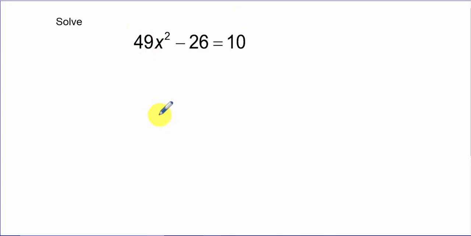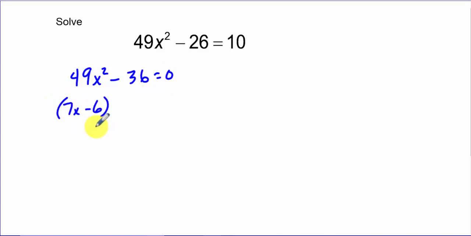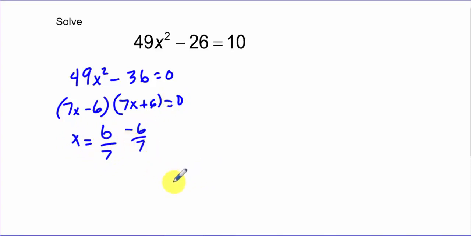In our next example, again, I see a squared term. There's a couple ways to actually go about this. I'm going to do both ways because it's going to lead into our next conversation. I can say 49x squared minus 36 equals 0. So then I have a difference of squares, 7x minus 6, 7x plus 6 equals 0. So x equals 6/7 and negative 6/7, again by setting each of those equal to 0 and solving.